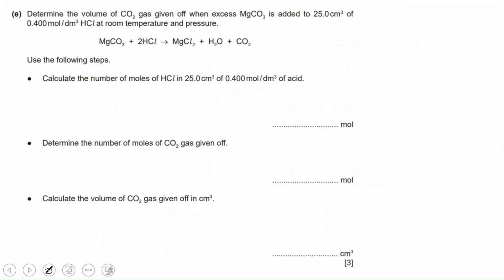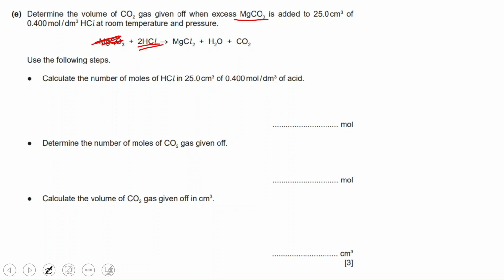Determine the volume of CO2 gas given off when excess MgCO3 is added to 25 centimeters cubed of 0.4 moles per decimeter cubed of HCl at room temperature and pressure. This one, the most important thing over here is that MgCO3 is in excess, which means that we don't need to do anything about this. We just consider the HCl.